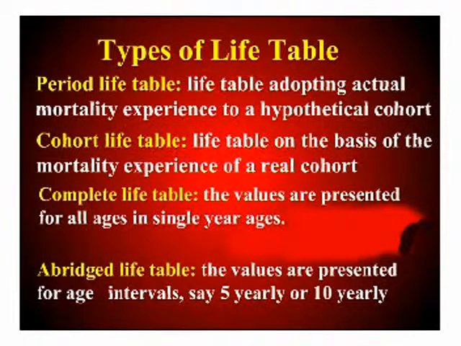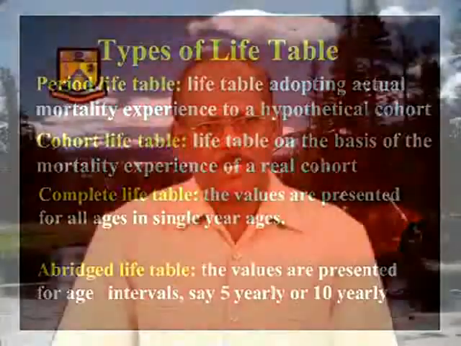In the case of period life table, the mortality experience of actual population is applied to a hypothetical cohort and the table is arrived at. In the case of cohort life table, the mortality experience of a real cohort is used for construction of life table. The cohort life table may also be called a generation life table.